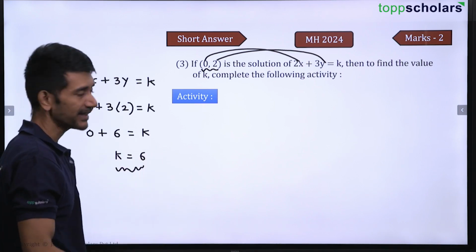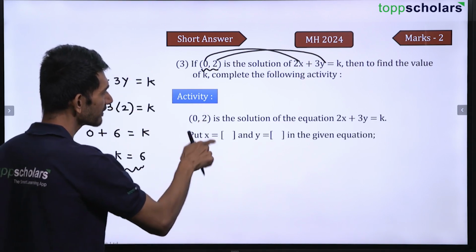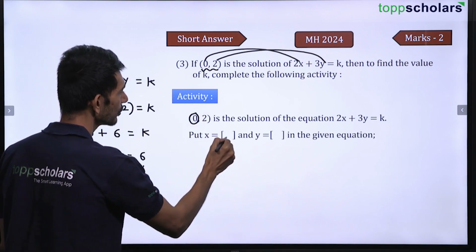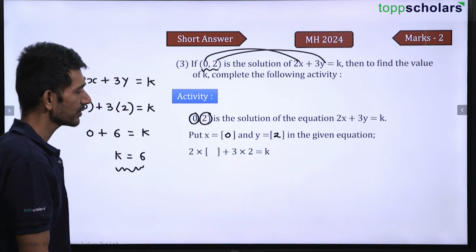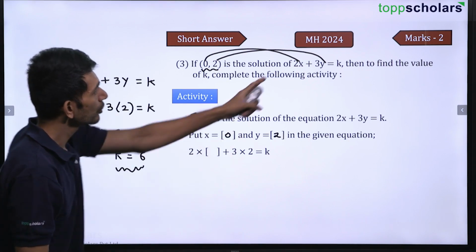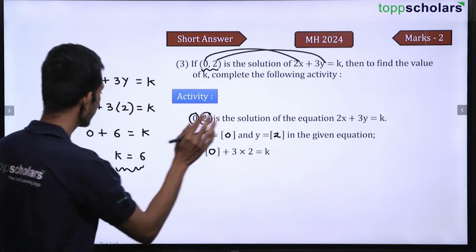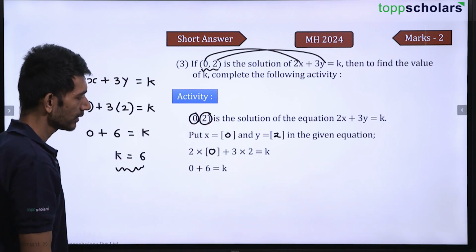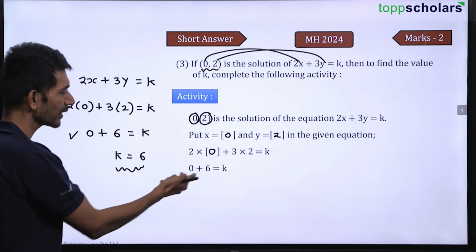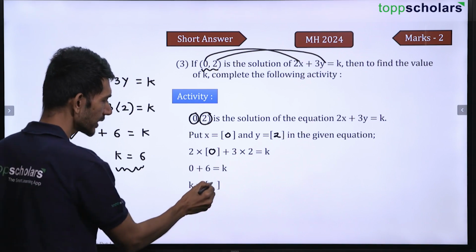Okay, let's see the activity as well. So (0, 2) is the solution. Put x is equal to, this is x, right? x is equal to 0, y is equal to 2 in the given equation. So 2 into x, that is 2 into 0 plus 3 into 2 is equal to k. So see, 0 plus 6 is equal to k, and then 0 plus 6, you know how much that is? k is equal to 6.